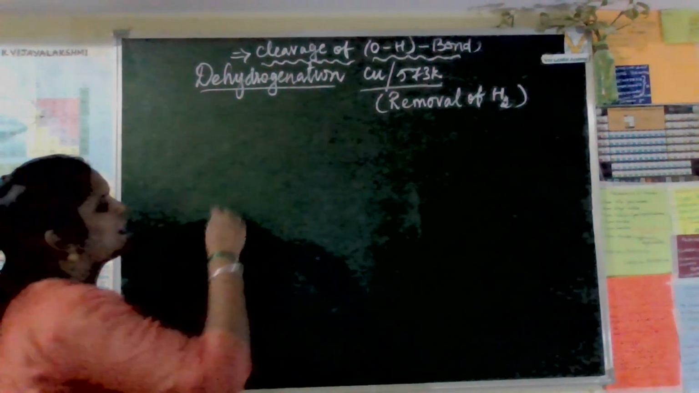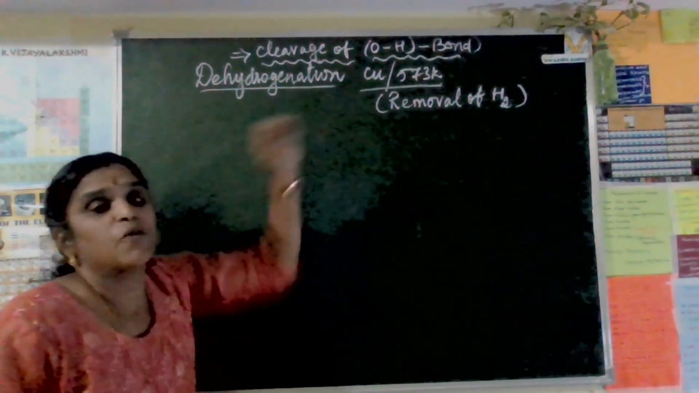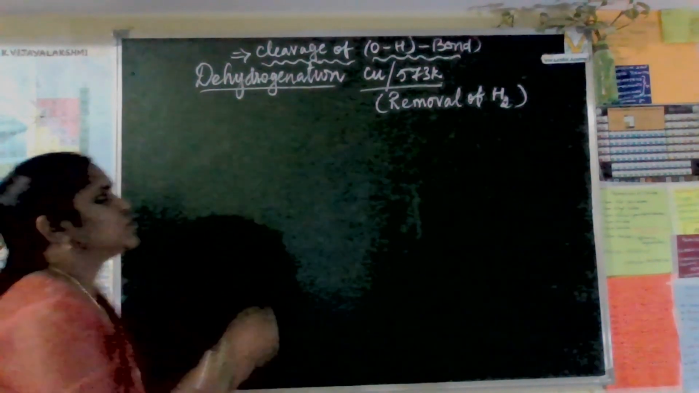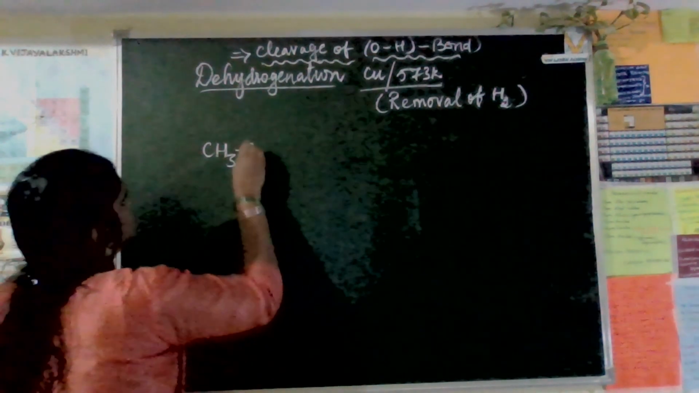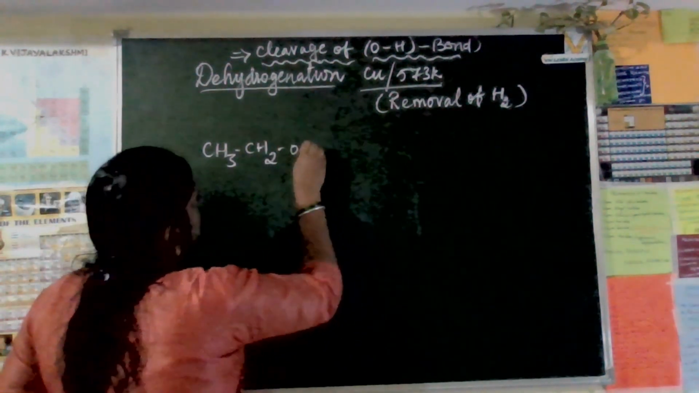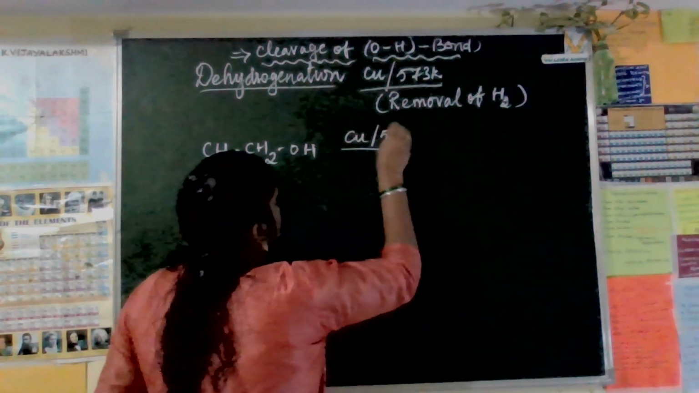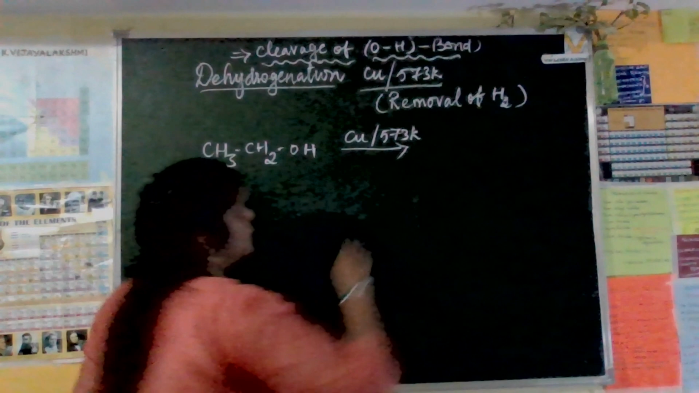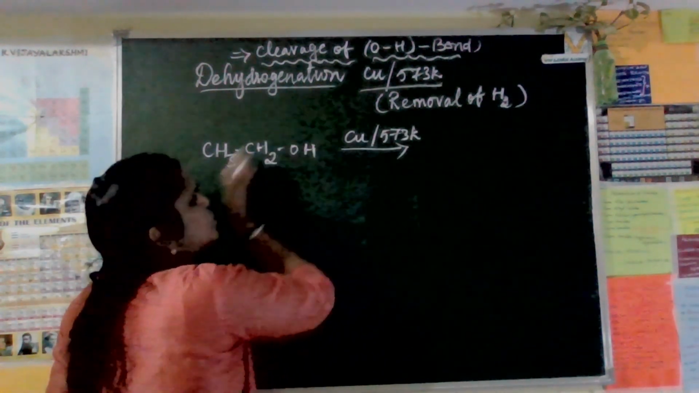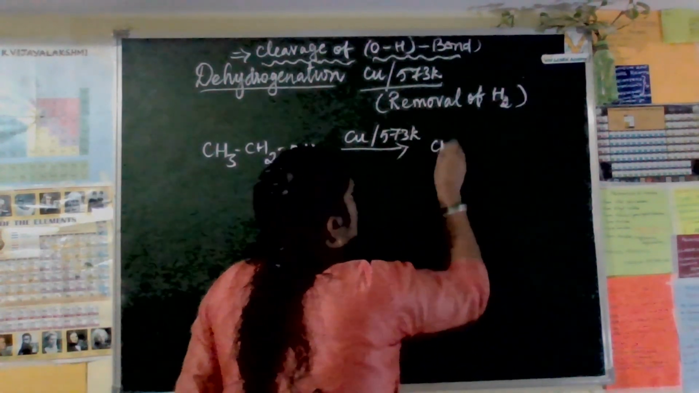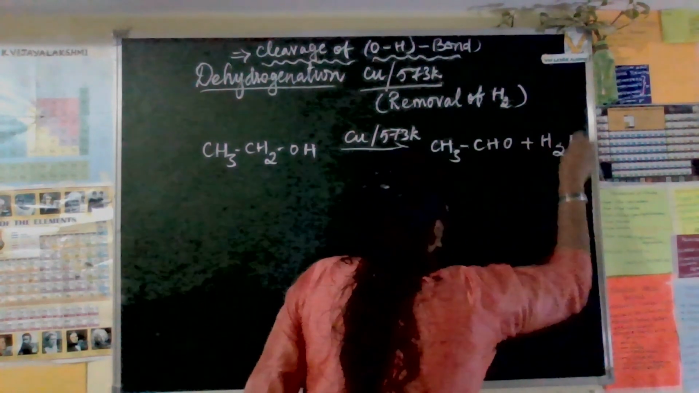Now a primary alcohol, when you pass it over a copper catalyst at red hot heat, you will get aldehyde only. So primary alcohol CH3 CH2 OH undergoes reaction with Cu copper catalyst at 573 Kelvin. You are giving the temperature, this hot copper is passed over the alcohol. So what is the product you are receiving? Aldehyde CH3CHO, plus hydrogen is removed.